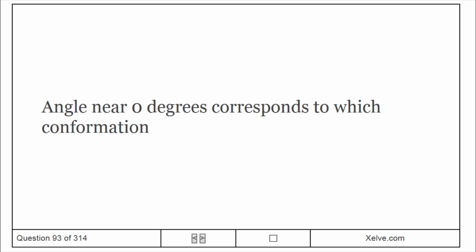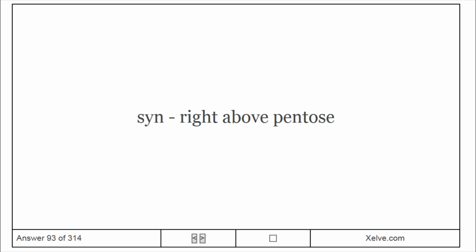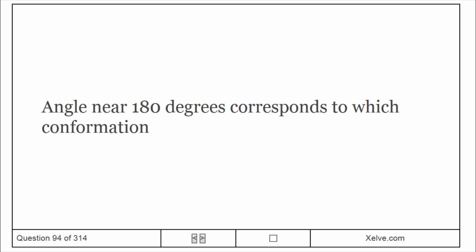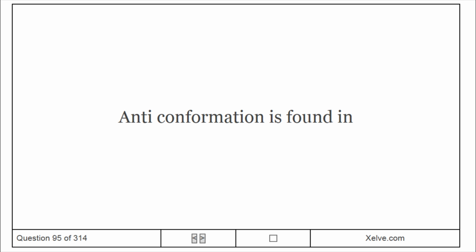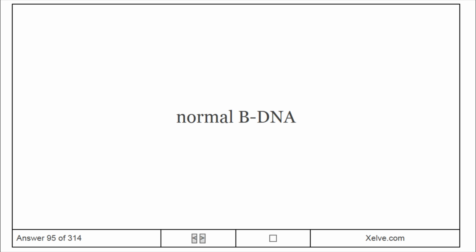An angle near 0 degrees corresponds to which conformation? Syn, right above the pentose. An angle near 180 degrees corresponds to which conformation? Anti, not above the pentose. Anti conformation is found in normal B-DNA.